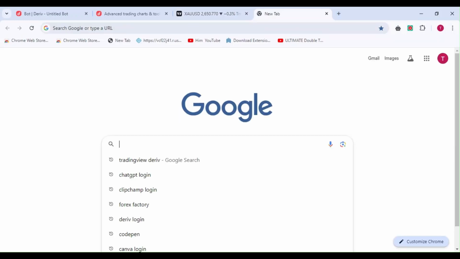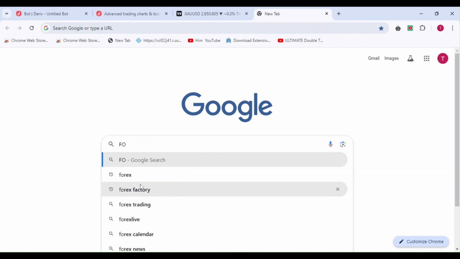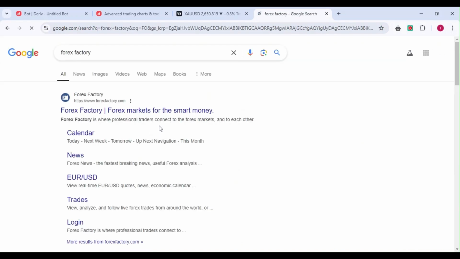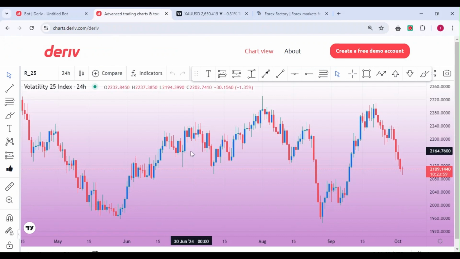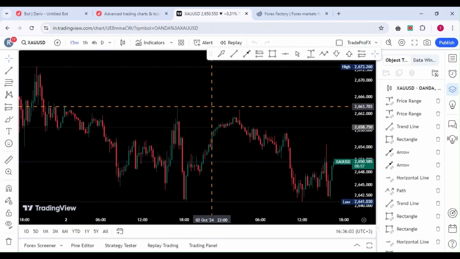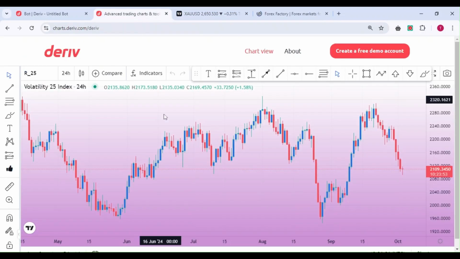So I want you to note these things. This is called the Forex Factory. So let me first click there, then return back to all this. This is synthetic trading, this is Forex, and this is Forex Factory. So all the three I will tell you how they normally work out.